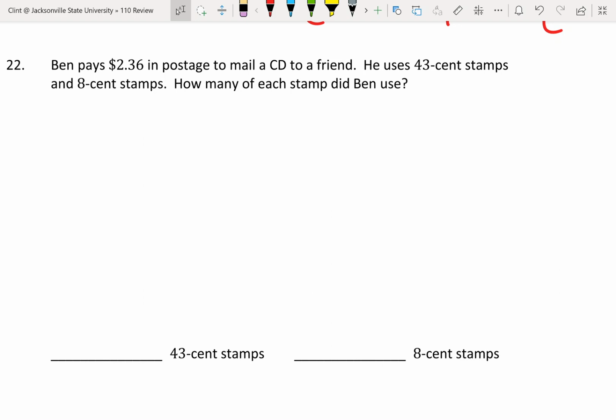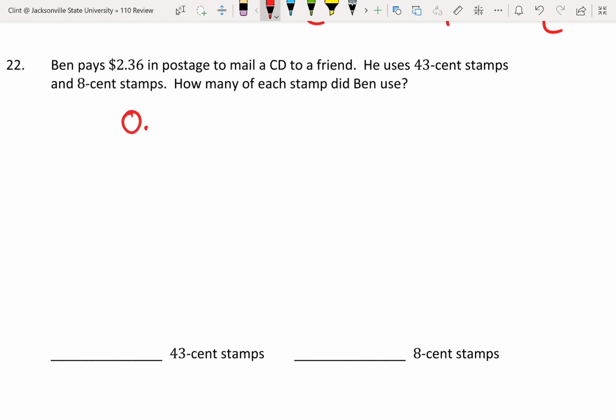You can be a little methodical about it. Usually on this one, the way I get started is I'll take the $2.36 and divide it by whatever the big stamp is. So here it's 43 cents, so I'm going to divide by 0.43. If I do that, I get 5 point something. So I know that I can't use any more than 5 big stamps. You don't have to do that. You can just guess and try. But I tend to like to do that.